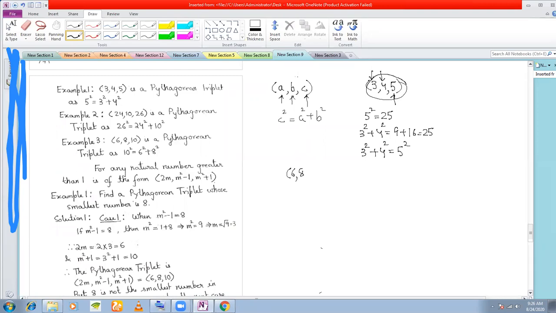Say 6, 8, 10. Let us check whether this is a Pythagorean triplet or not. I take the last of the numbers, 10 square, I get 100. And I take the other two, 6 and 8. I square and add them, 6 square plus 8 square. So I get 36 plus 64 equal to 100. So what I see is that 6 square plus 8 square is the same as 10 square. So therefore we say that 6, 8, 10 is a Pythagorean triplet. Any question on Pythagorean triplet?